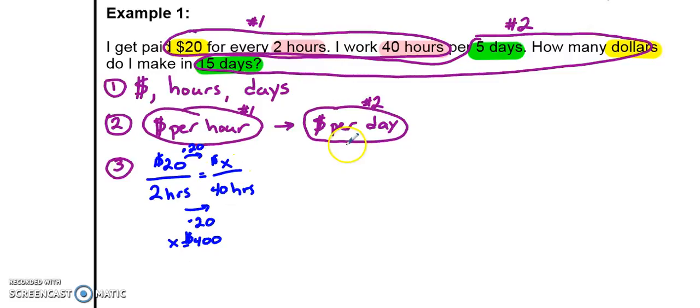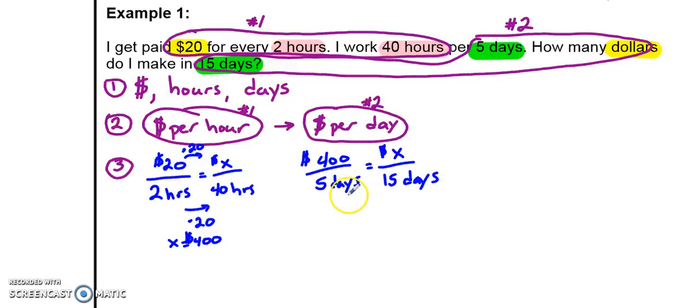That's pretty good. The next step we said was to go from dollars to days. So let's look here. Now we know we make $400 per 5 days. We need to figure out how many dollars we make in 15 days. So 400 bucks, again, don't forget the units, every 5 days, and some amount of money, some number of dollars, after 15 days.